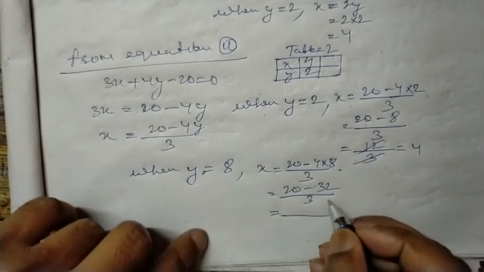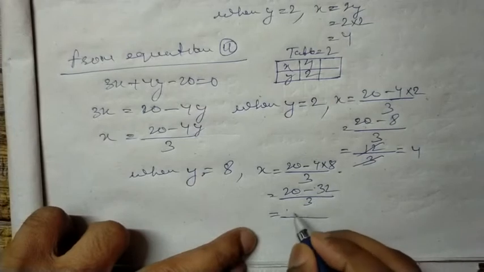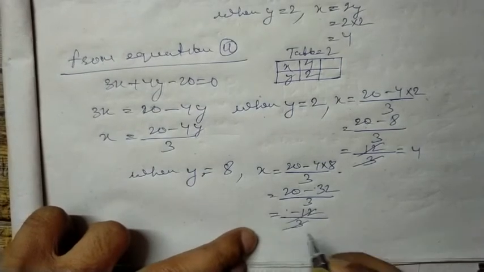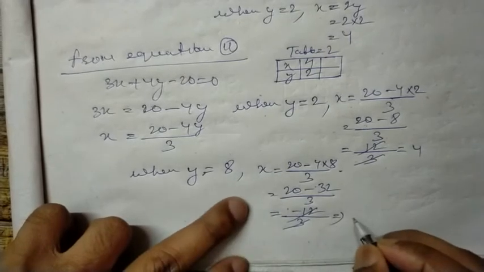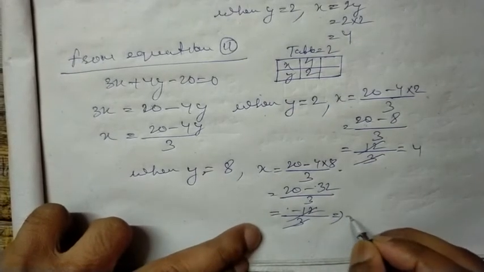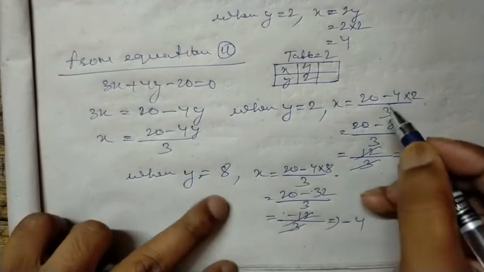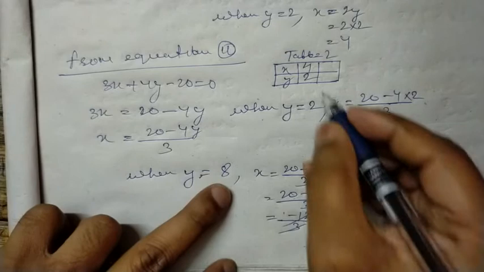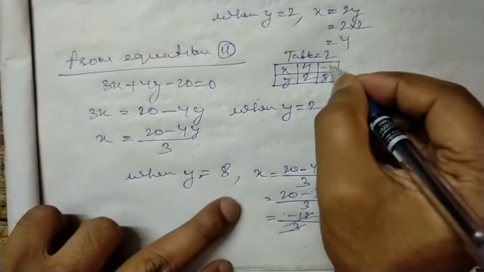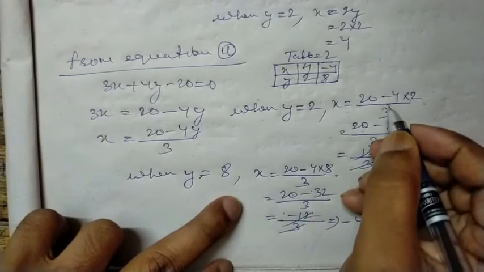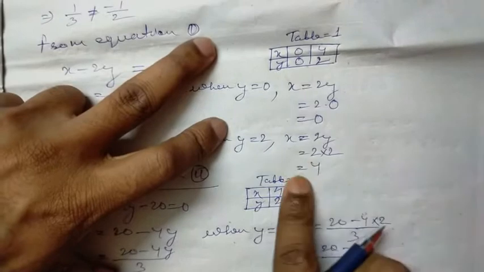So it will be, if I subtract, I'll get minus 12 divided by 3. It will be minus 4. Okay, so the table will be, y is 8 and x value is -4. Okay, now we'll put both of these tables on a graph paper.